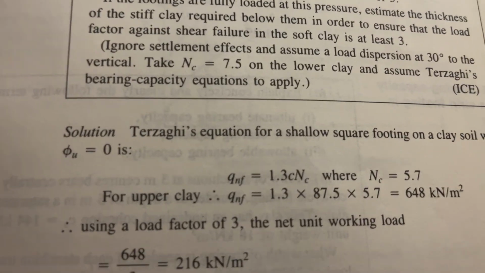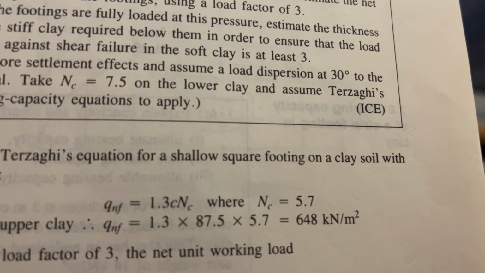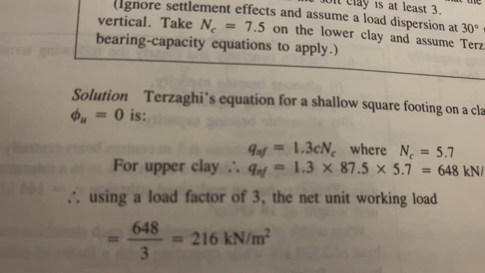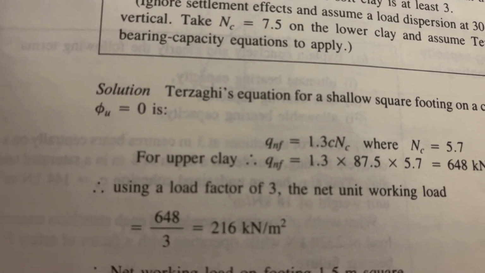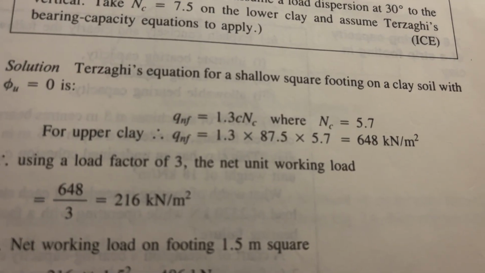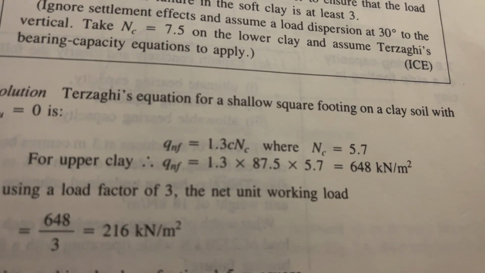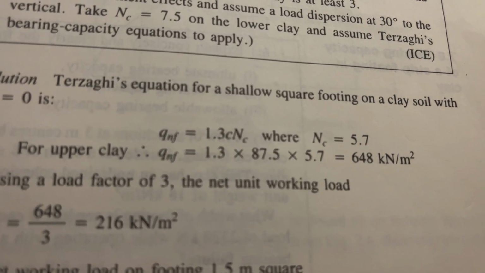Solution. Terzaghi's equation for a shallow square footing on clay soil, so that's cohesive soil, with phi u equals 0, so that means the angle of shearing resistance is 0. So it fails like a line on the horizontal. So the equation is, QNF equals 1.3 C NC. So it's cohesion only. There's no help from the other factors.